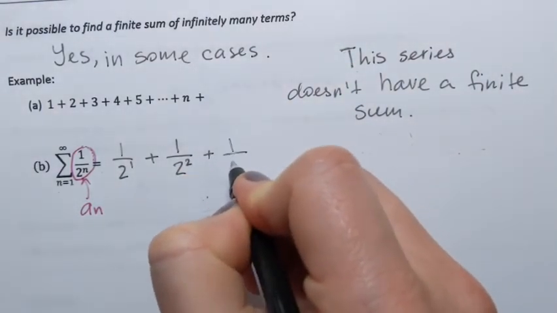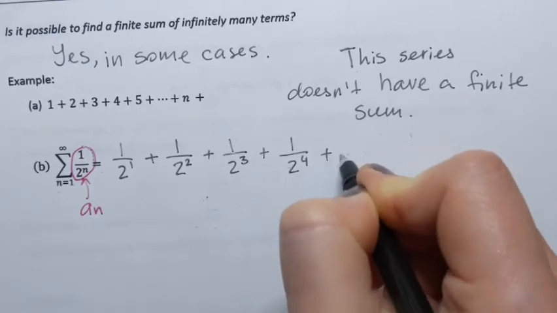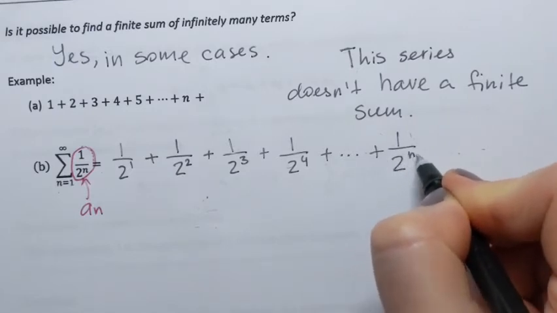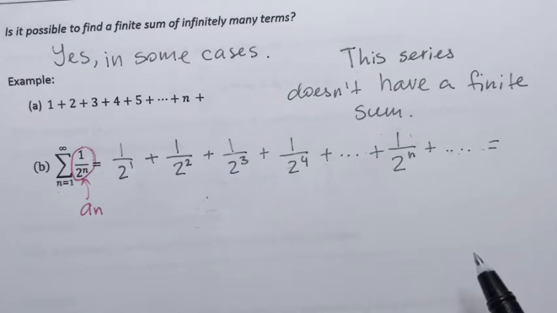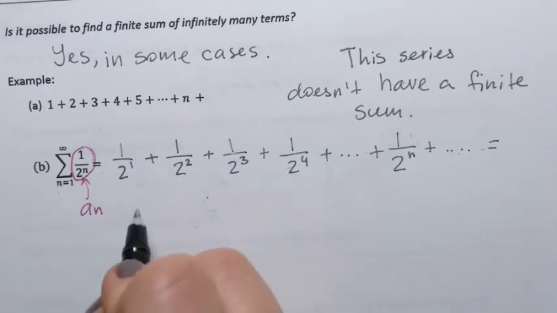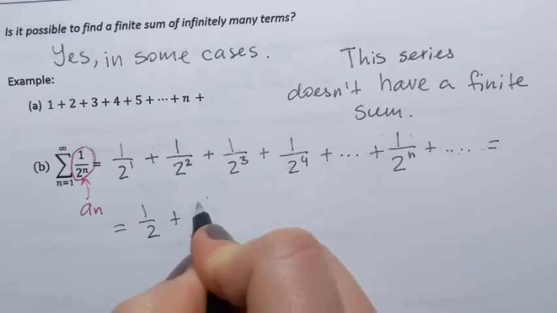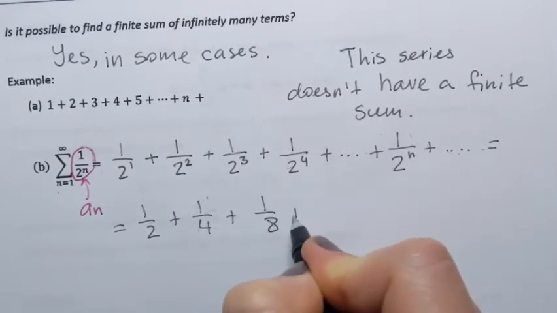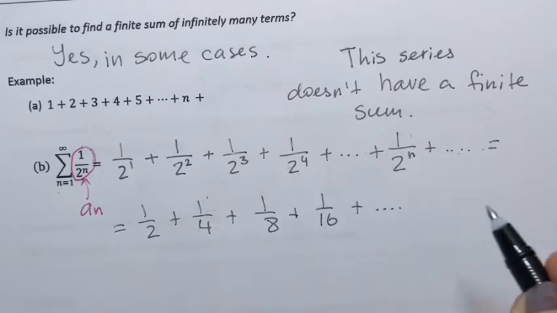It's 1 over 2 to the third power, 2 to the fourth power, and then we'll continue. Then we'll see the nth term. But then after the nth term, we still continue. It's an infinite sum, right? Let's simplify those terms so it's a bit easier to work with them. 1 over 4 plus 1 over 8 plus 1 over 16, and so on and so forth.